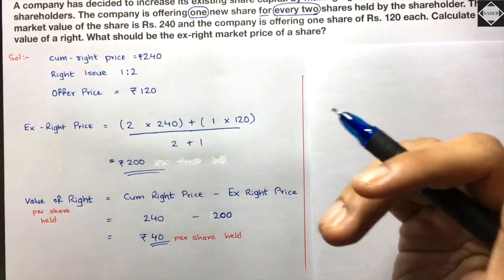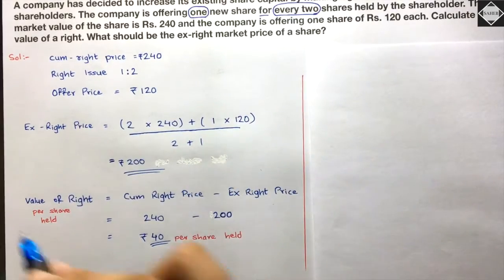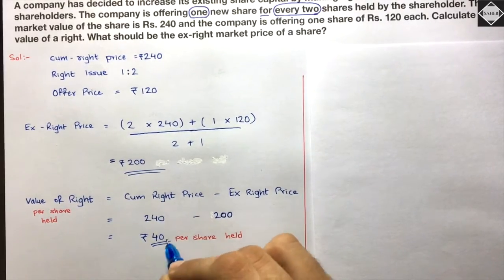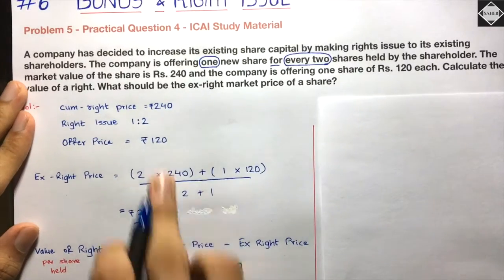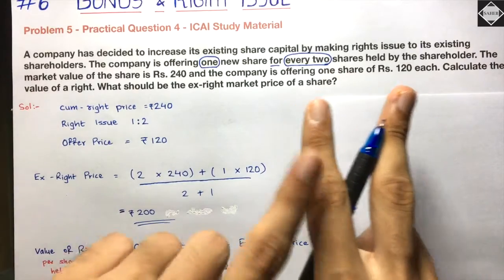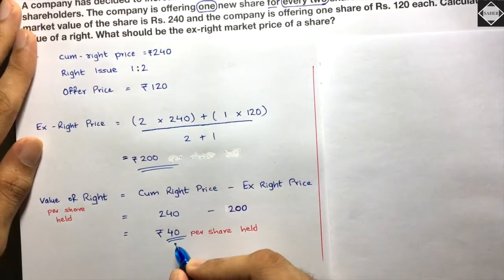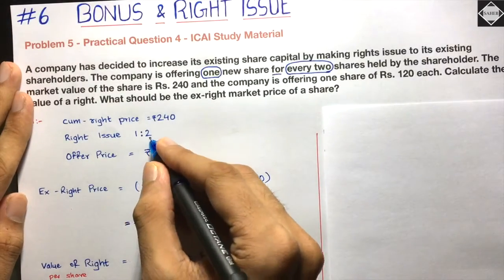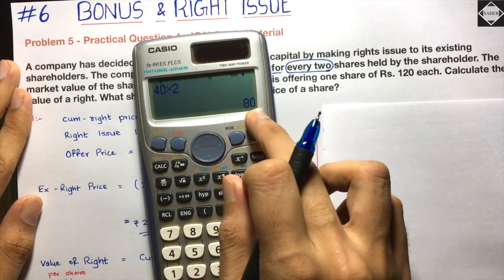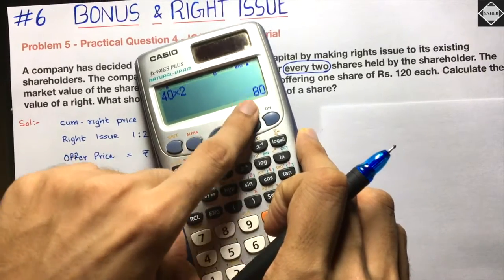But in the study module, this formula is there. In the exam also you have to follow this formula. So here you will get the value of right per share held. So now this 40 you have to multiply with the existing shares. How many existing shares? See the ratio. Understand the ratio. If you have 2 existing shares, you will get a right to subscribe 1 share, isn't it? So you have to multiply this 40 with this 2. If you multiply, 40 into 2, you will get 80. Now this 80 is the entire value of right.